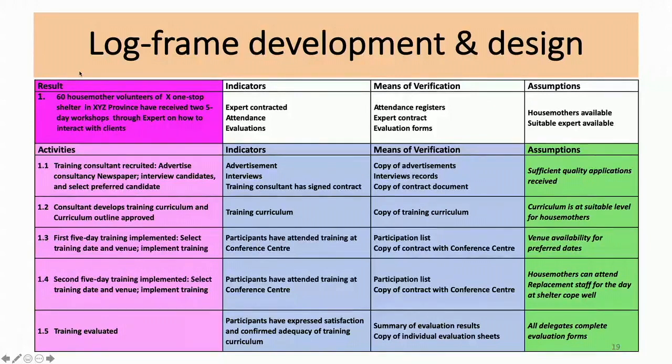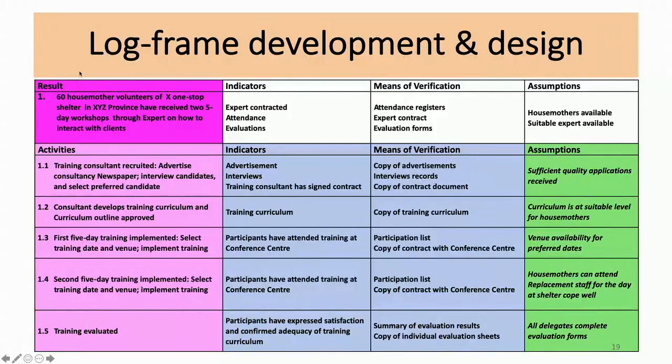Result activity 1.4, the second 5-day training is presented. We have the same indicators, we have the same means of verification. Assumptions: there might not be a venue available at that stage. The weather or whatever could prevent us. If we move in winter, snow could prevent the mothers from reaching this, or rain in the summer. Those are all the external factors we need to consider, and we record them in our log frame.